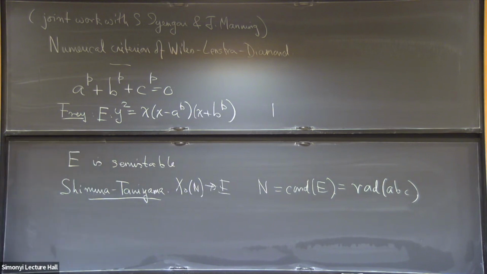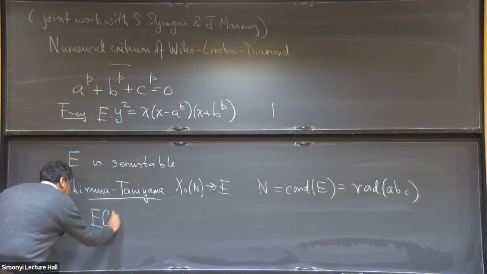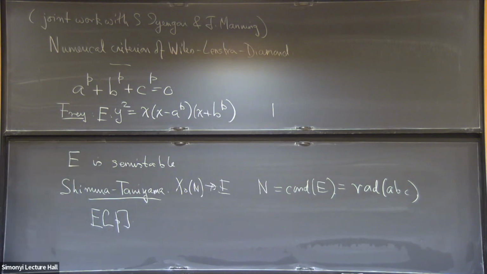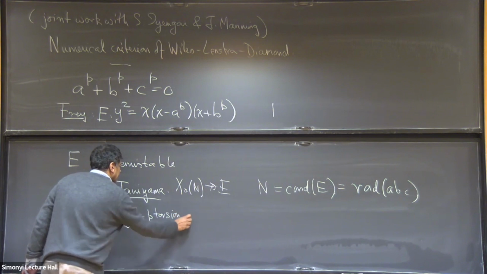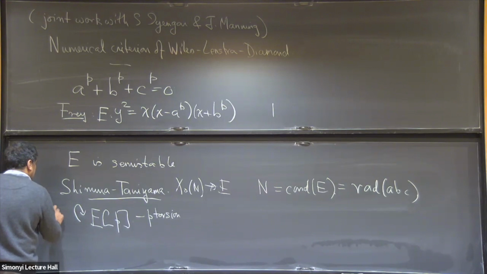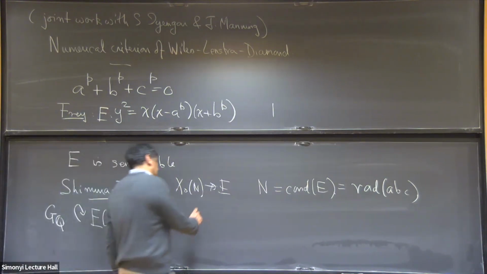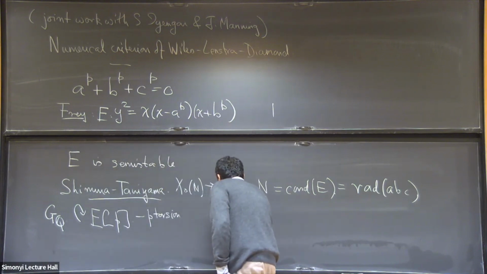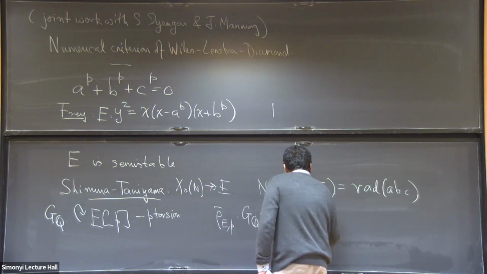Right, so the contradiction came from considering the mod p representation associated to this elliptic curve. So what you consider is the p-torsion of this elliptic curve. And this has an action because this elliptic curve is defined over Q. This is an action of the absolute Galois group of Q. And from this, you get a mod p representation, rho bar_{E,p}, from G_Q to GL_2(F_p).